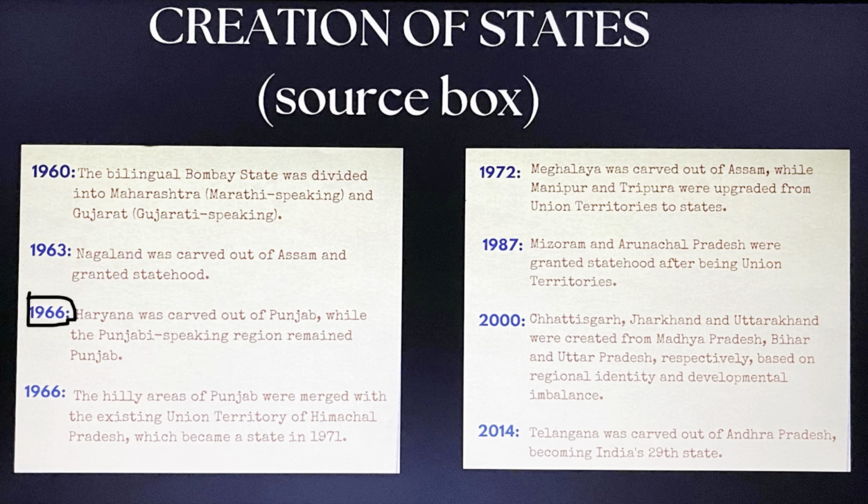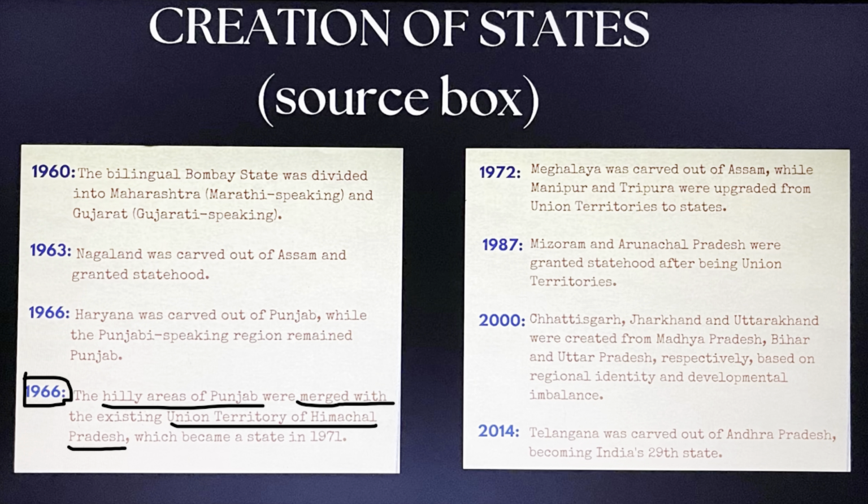Then 3 years later again, Haryana was carved out of Punjab. I told you that a bigger portion of Punjab went with Pakistan, and the Punjab that was left with India was again bifurcated, and Haryana became another state out of Punjab. In the same year, the hilly areas of Punjab were merged with the Union Territory of Himachal Pradesh. So earlier, Himachal Pradesh was a Union Territory.